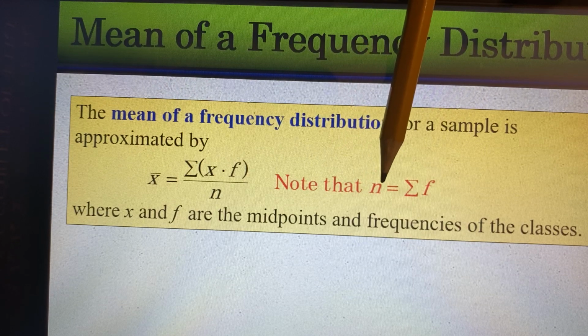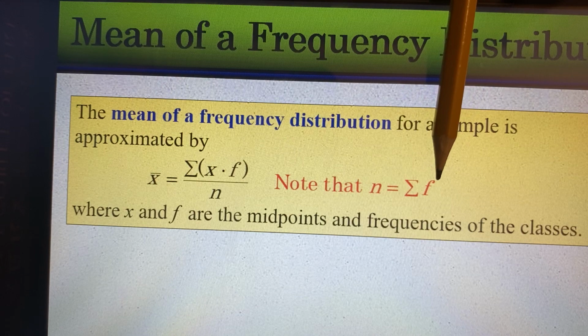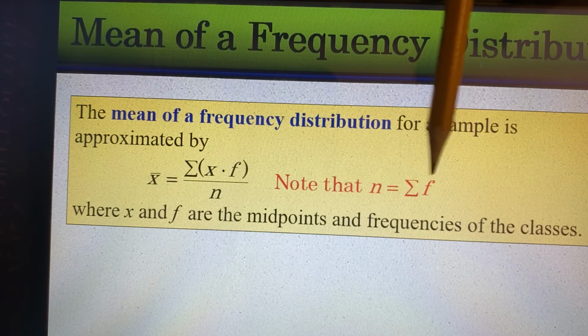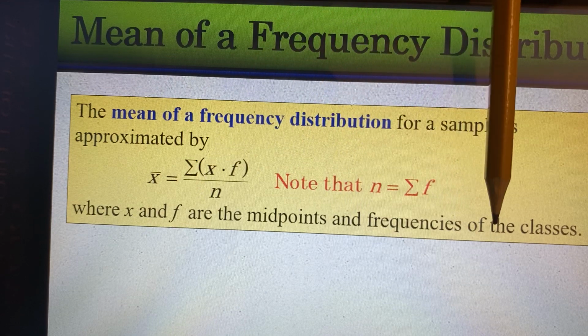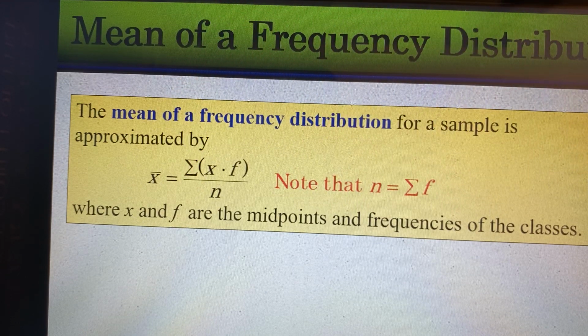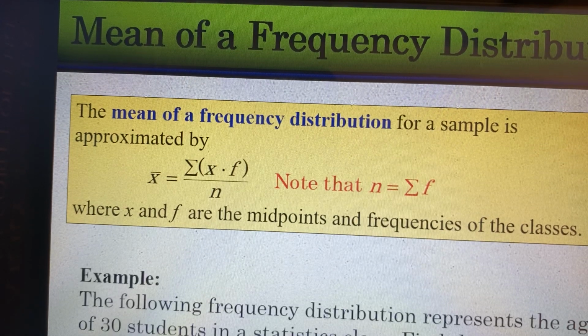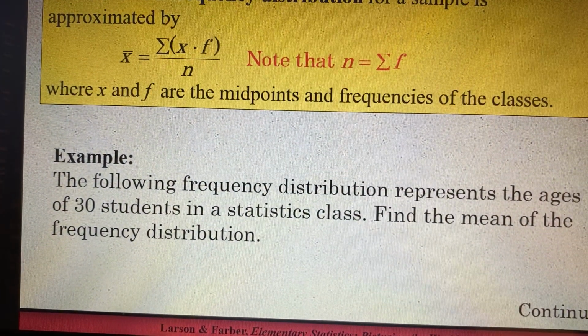N, the number of terms in your sample, is equal to the sum of your frequencies. F is for frequency, where x and f are the midpoints and frequencies of the classes. Okay, so once we do an example, it'll be easy.